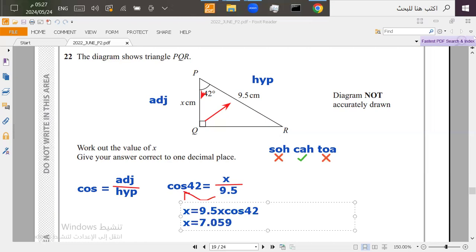7.059. We need it to one decimal place. It means one decimal place is here. Look at the number after it, which is 5. It means this one will add 1 to the number before it. So the answer is 7.1 centimeters. And this is how you answer a question like this. So focus on the trigonometric ratio, focus on the difference between all the trigonometric ratios and how to use each one of them to find the missing length. Now let's move on to the next question.